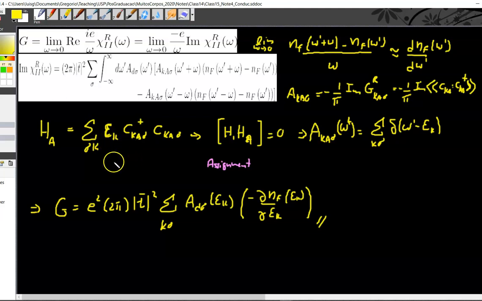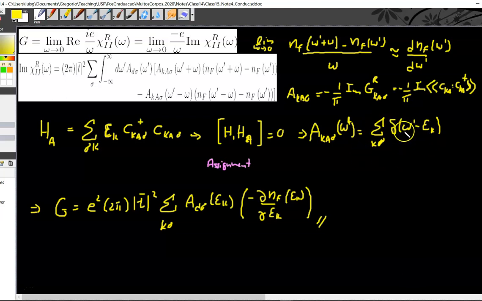This is omega plus i eta. So if we take the limit eta going to 0, the imaginary part of that is just a sum of delta functions. We had an assignment where we showed precisely this, right? In the limit of eta going to 0, we get the delta function. So this is going to be a sum of delta of omega prime minus epsilon k. That's a sum over k, for either spin, right?